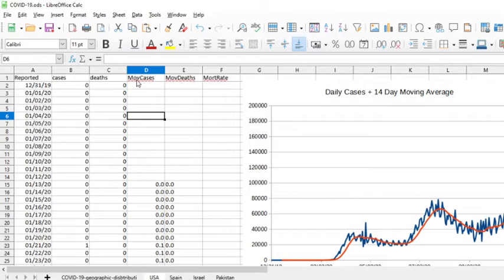Then I calculate a 14-day moving average for cases. You can see that down here. So I'm going from B2 to B15. I'm averaging that. Then when you pull this number down, it goes from B3 to B16. So it rolls forward one day at a time, but each time it's taking an average for that 14-day period. Same thing with this.